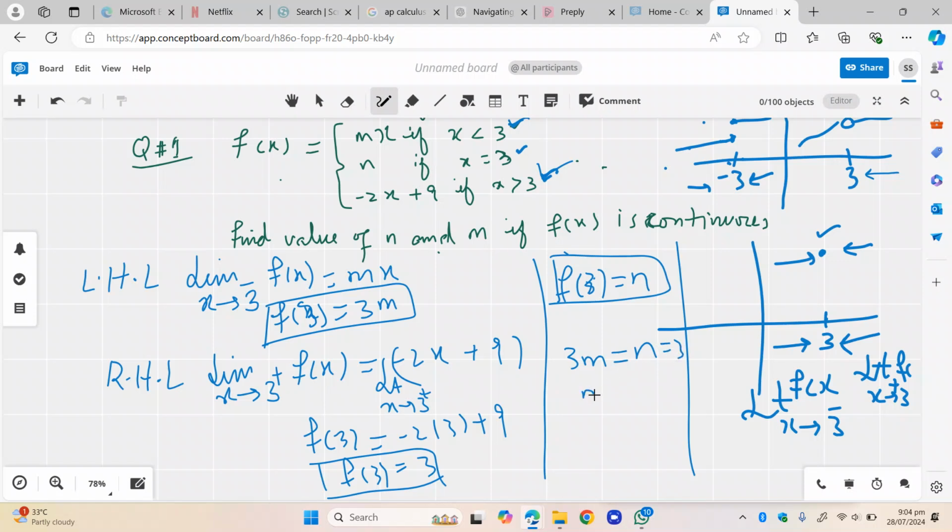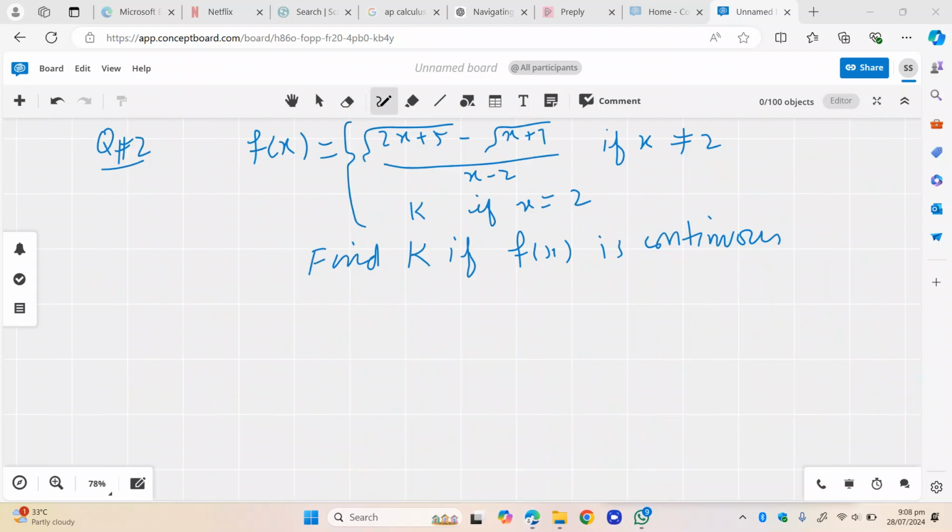So it means that n is equal to 3, that is the first value, and then 3m is equal to 3, so m is equal to 1. So that's how we can find the value of n and m. So I hope it is clear.